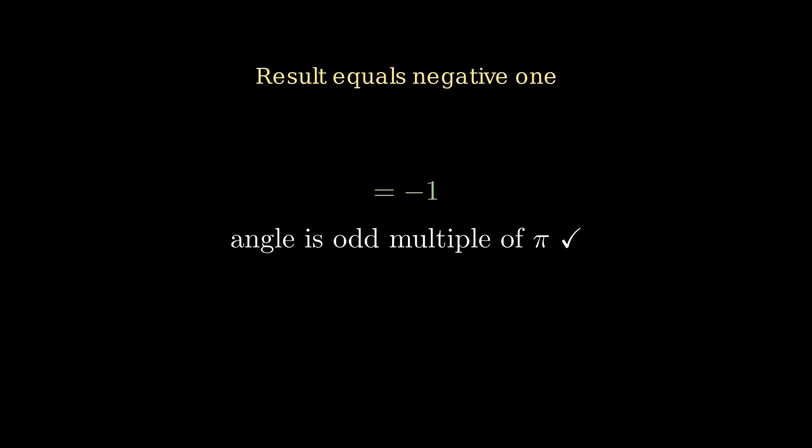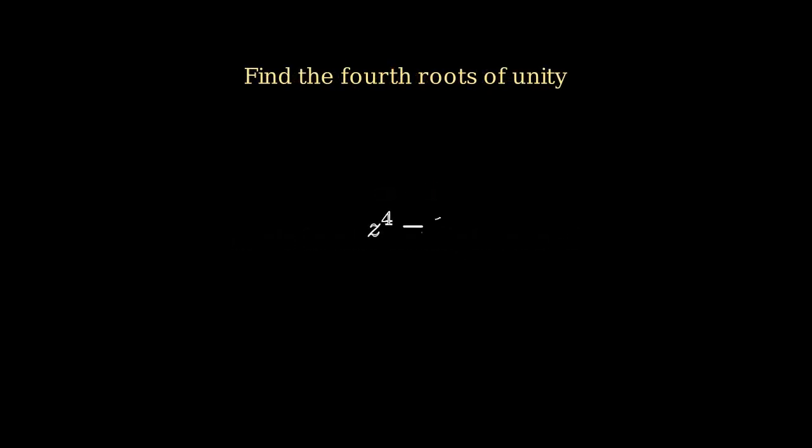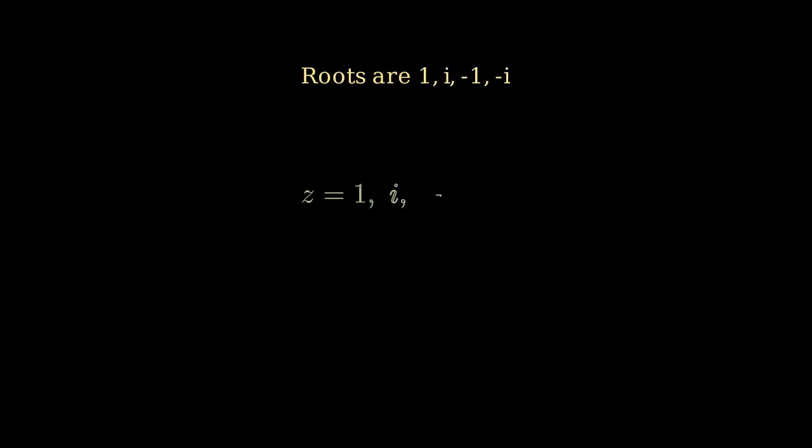Next we find the fourth roots of unity, which are the solutions to z to the 4 equals 1. These roots are 1, i, -1 and -i. Checking, raising each of these to the power 4 gives 1 in every case.